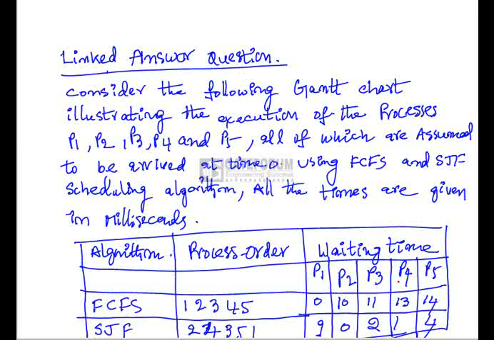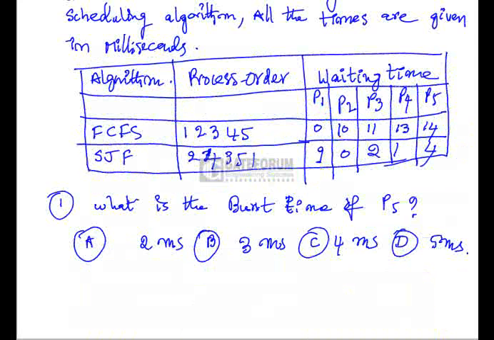And the SJF process order of execution is 2, 4, 3, 5, 1, and the waiting times are 9, 0, 2, 1, 4 respectively for P1 to P5 in SJF, shortest job first. The question number 1 on this data is, what is the burst time of P5? We need to find the burst time. Burst time is the amount of time that P5 will take on CPU.